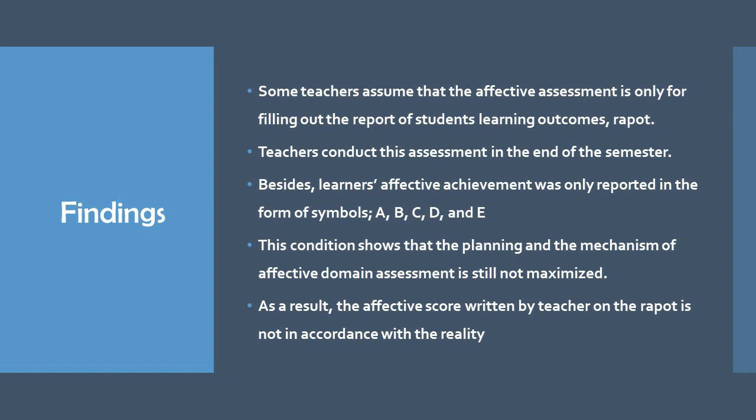The answer to the fifth question, about what the constraints faced in conducting affective assessment are: in this case, some teachers assume that the affective assessment is only for filling out the report of student learning outcomes. Teachers conduct this assessment at the end of the semester. Besides, learners' affective assessment is only reported in the form of symbols such as A, B, C, D, and E. This condition shows that the planning and the mechanism of affective domain assessment are still not maximized. As a result, the affective score written by a teacher on the report is not in accordance with reality.